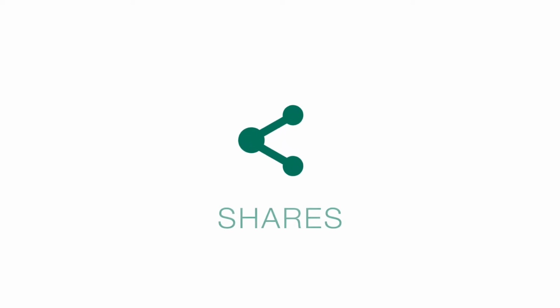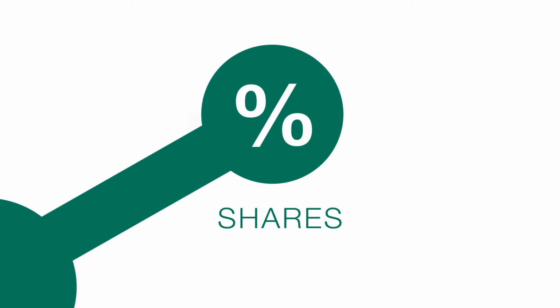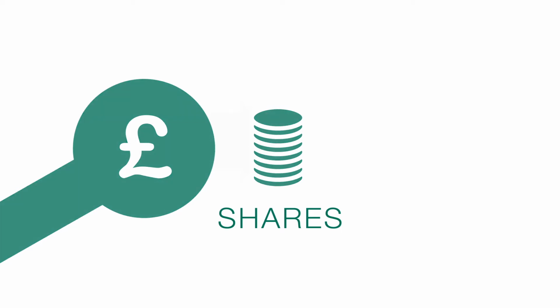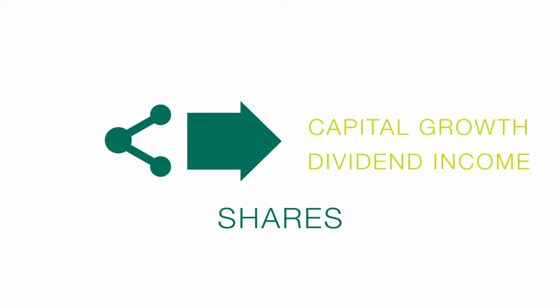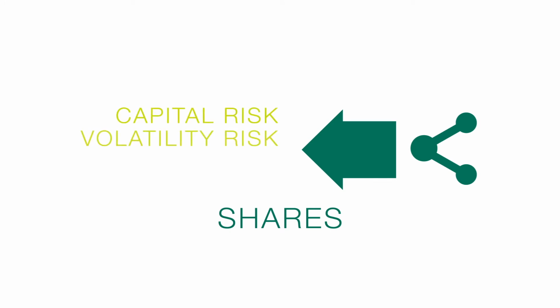Shares, also known as equities, represent fractions of a company. If you own a share, you own part of a company and a proportion of the company's value. Returns are based upon profits of that company. However, they can be positive or negative depending on how well the company is performing. Shares can be traded, with the share value dependent on performance. The benefits are capital growth and dividend income, but there are downsides. These include capital risk, volatility risk, currency risk, and timing risk.